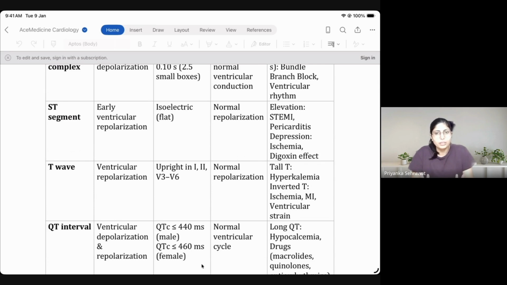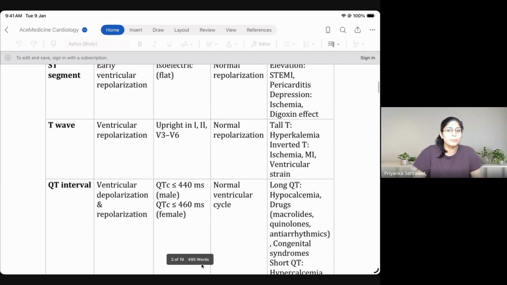Normal repolarization, when does it get elevated? In STEMI, when do we have diffuse ST segment elevation in all the leads? Pericarditis, that's how we differentiate pericarditis from STEMI. Digoxin can also lead to ST segment elevation. Then we have something known as curved ST segment in Brugada syndrome. We'll talk about all of these in subsequent classes. Don't worry about it. I'm just giving you a rough idea about all of these here.